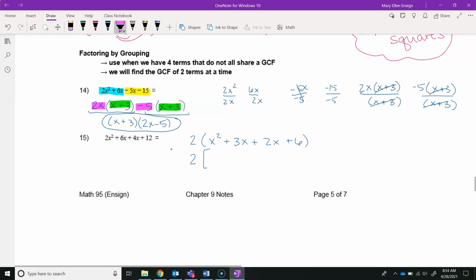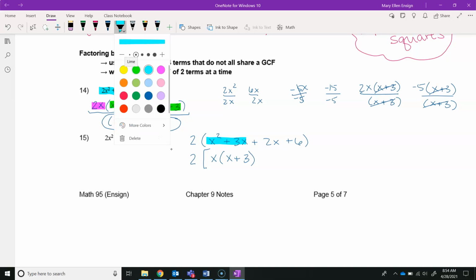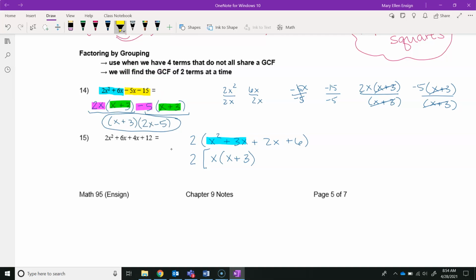So I'm going to look at my first 2 terms, x squared plus 3x. So x is my greatest common factor of these two, times x plus 3. And then the second group here, it's a positive in front, so that's what I'm going to bring down. I'm going to pull out a positive GCF, 2 times x plus 3, because 2x divided by 2 is x, 6 divided by 2 is 3.